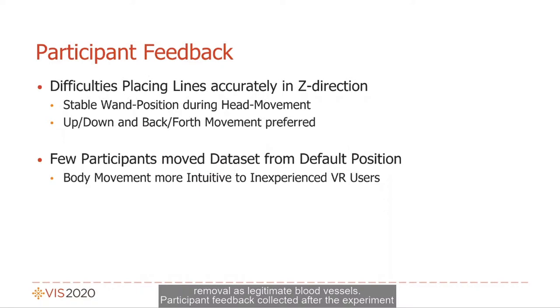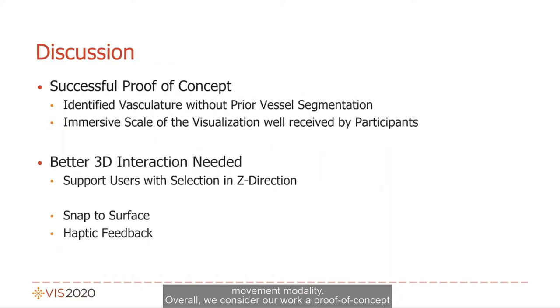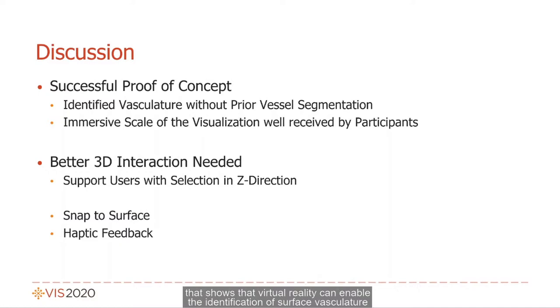Participant feedback collected after the experiment indicated that the most difficult part was to accurately place lines in Z direction. To maintain a stable wand position during head movement, participants avoided stepping from the left to the right side. We also noted that few of the participants used the wand to change the orientation and position of the dataset. Instead, most users navigated around the dataset using their own body movement, indicating that this might be a more intuitive movement modality.